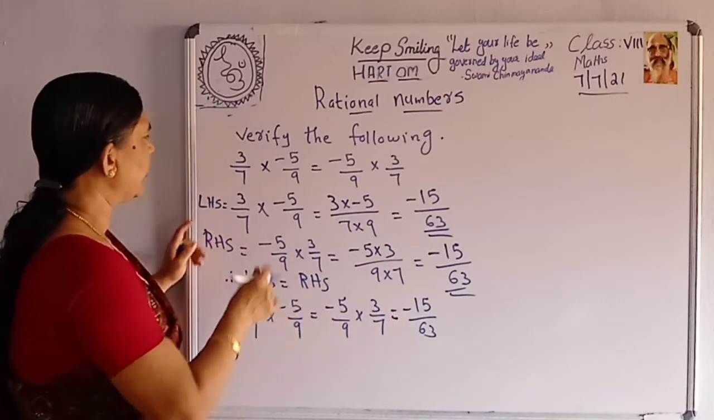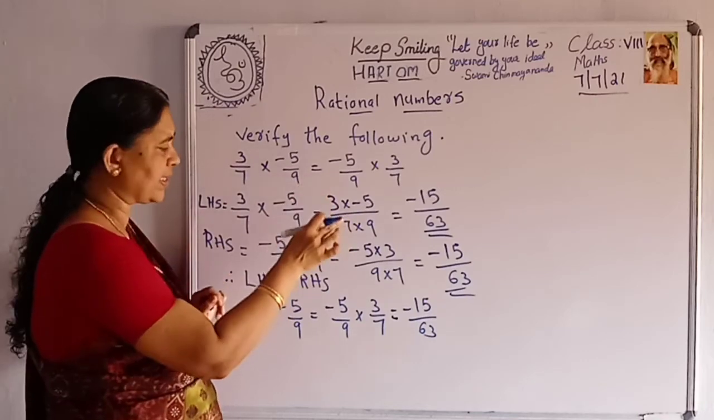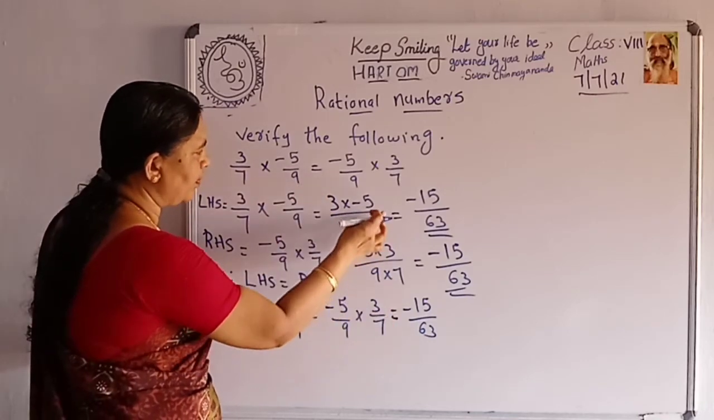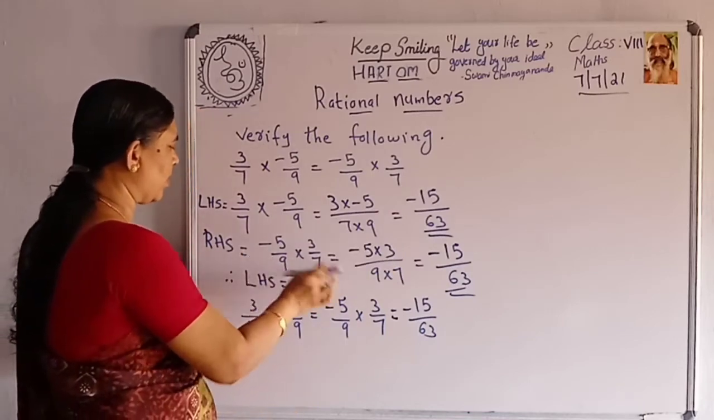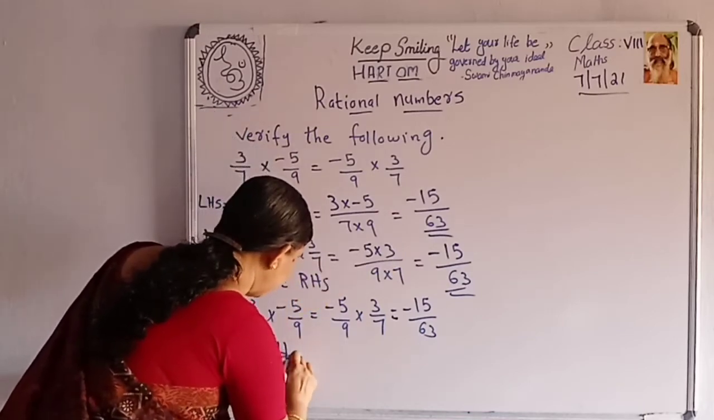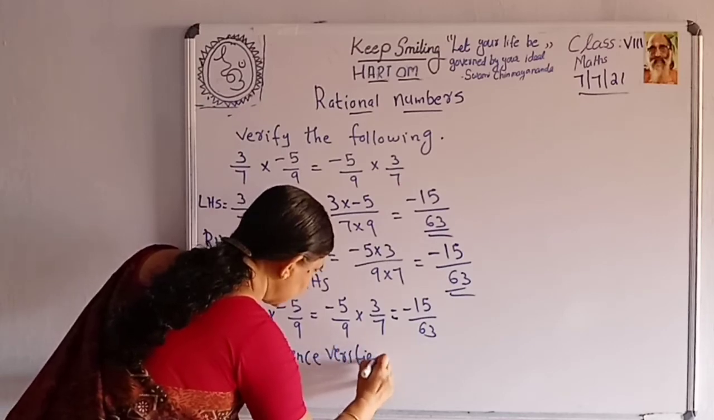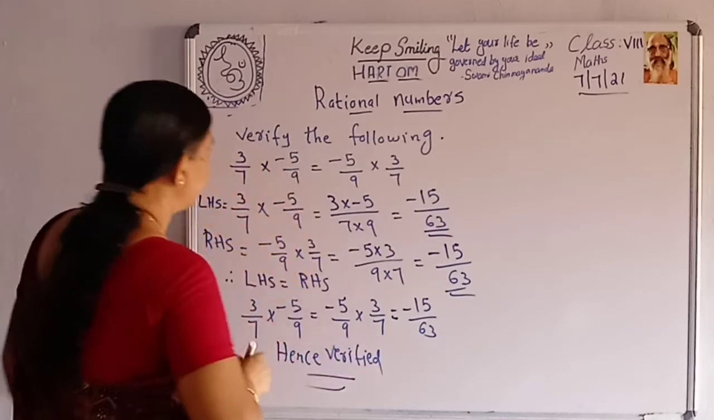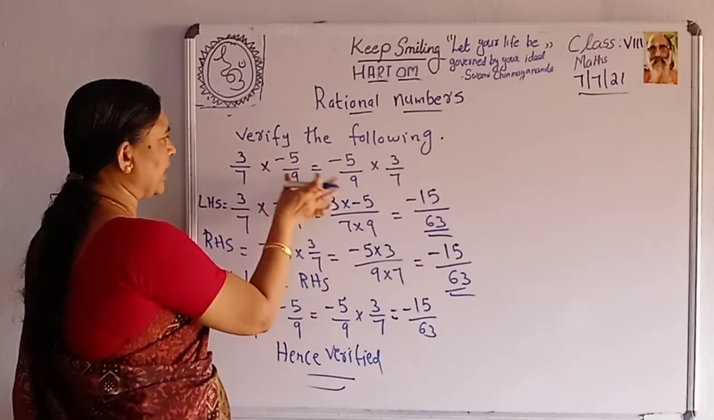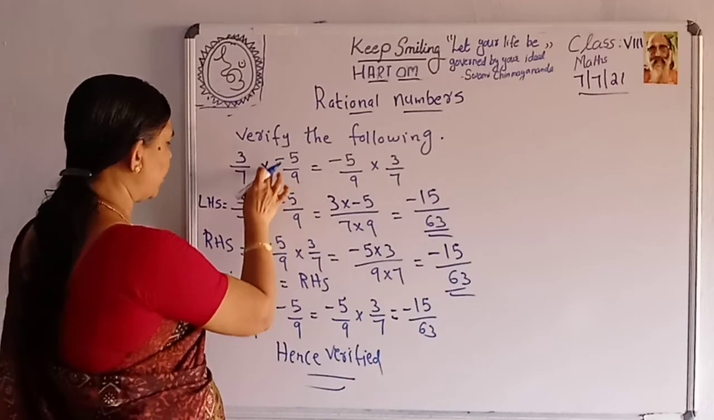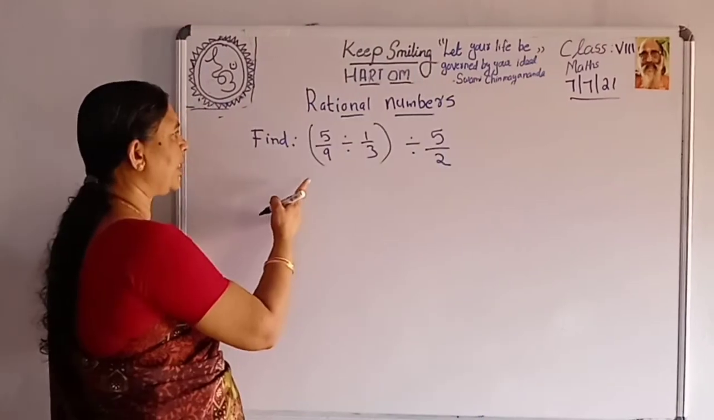So here 3 by 7 into minus 5 by 9 is equal to minus 5 by 9 into 3 by 7. In both cases we got the answer minus 15 by 63. That is, LHS is equal to RHS. Hence we verified. Therefore, to verify means to simplify the LHS and RHS separately, and check that both the answers are the same. Okay. Next question.